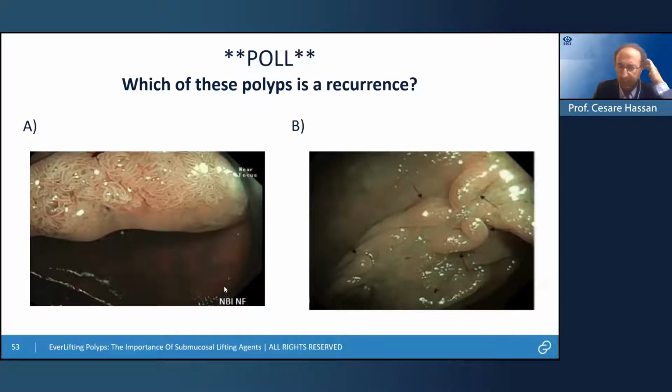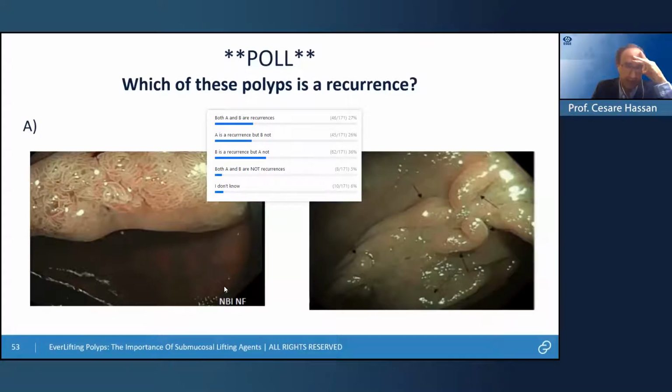David, can you activate the polling? Okay, both A and B are recurrence. A is recurrence, but B not. B is a recurrence, but A not. 36%. So thanks so much, Dave.